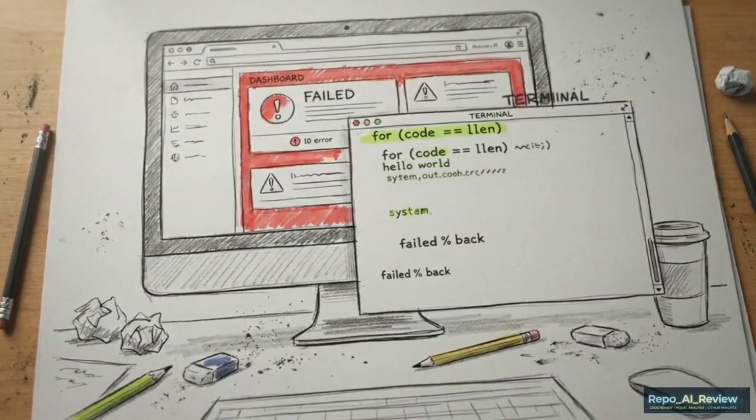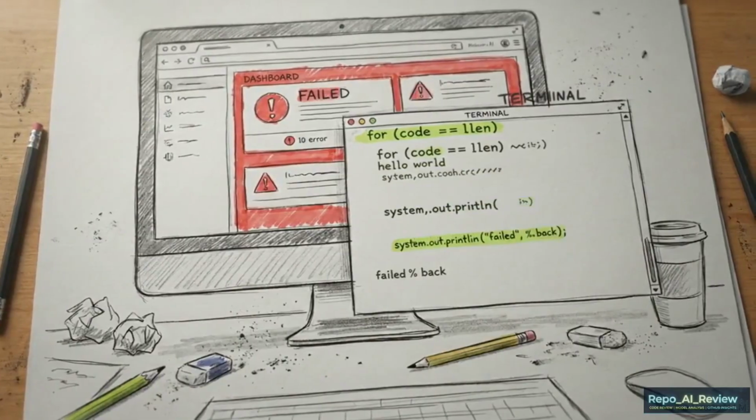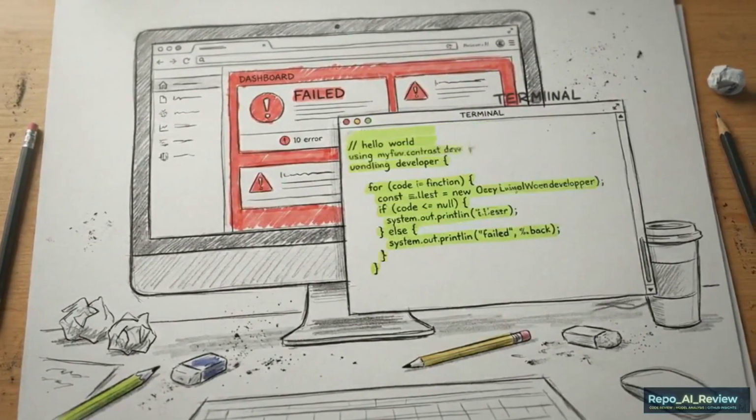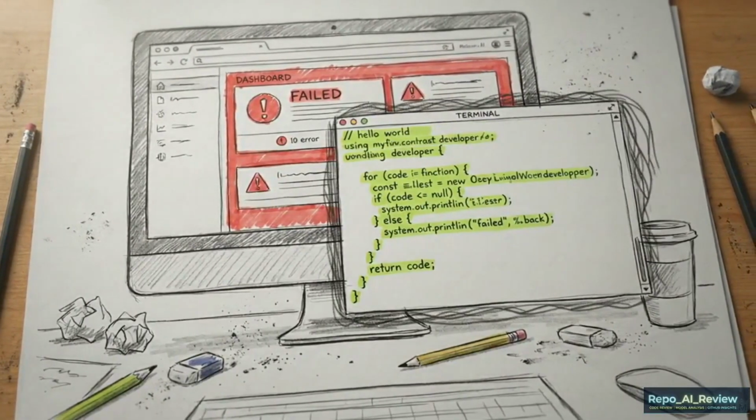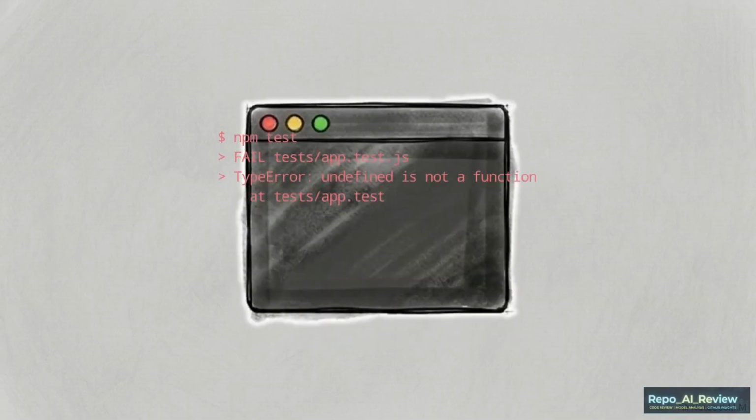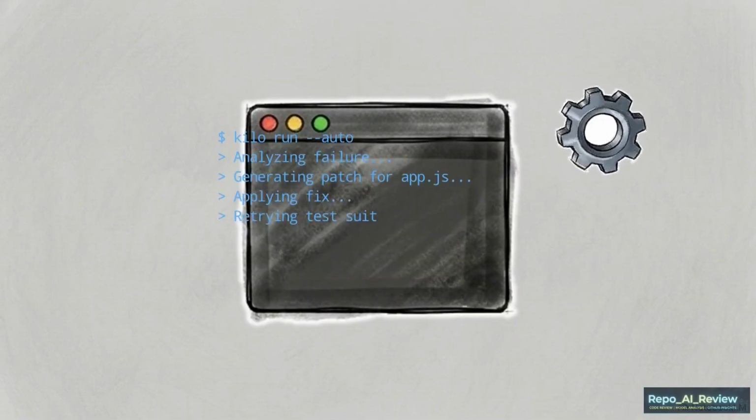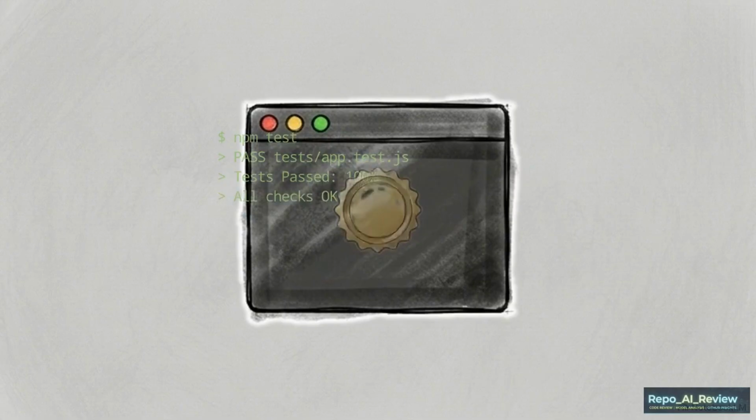A critical CI/CD pipeline fails at 2 a.m. Instead of paging an on-call engineer to parse the stack trace, the system reads the error, generates a patch, verifies the fix against the test suite, and merges the code.